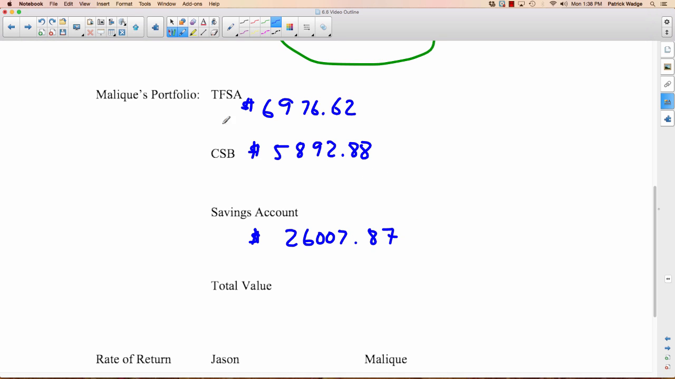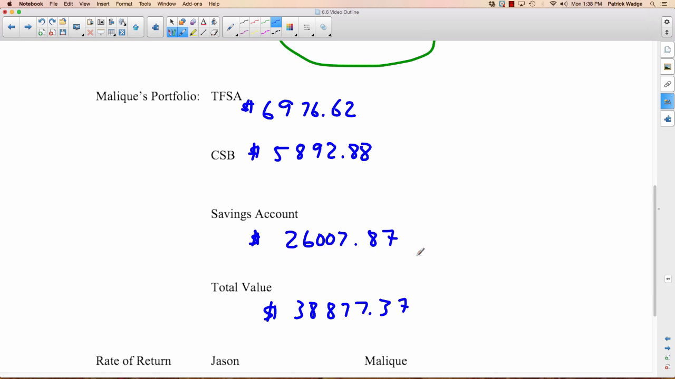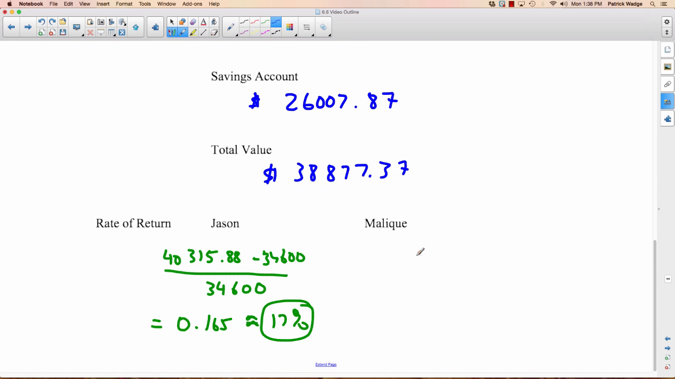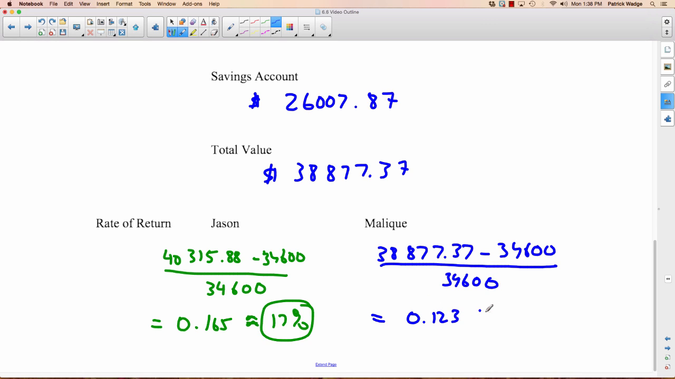$26,007.87. For our total, we're going to add those three together, and if you do that, you'll get $38,877.37. And what we want to know is what's the rate of return. So we take how much she ended up with, $38,877.37, subtract how much she invested, which was the same as Jason's, $34,600. That would leave us with how much more money she has. If we divide it by what she started with, that'll give us the rate of return. And if you do that, you're going to get 0.123, which is approximately 12%.